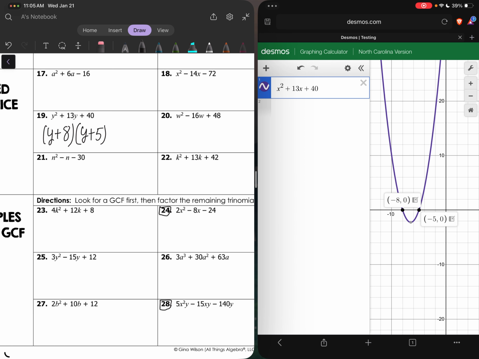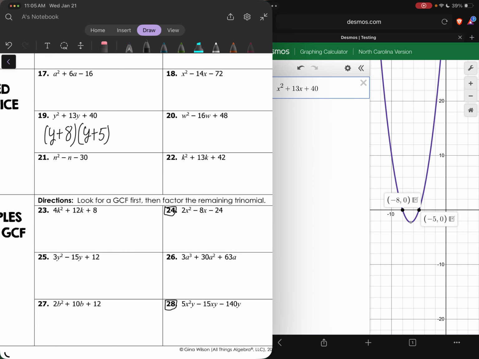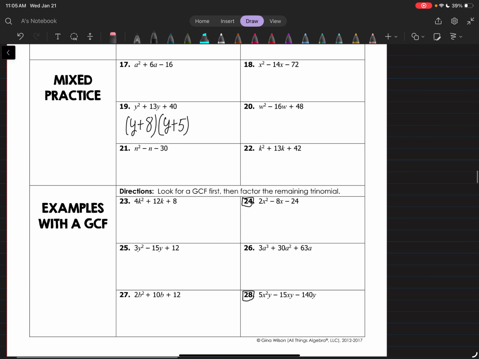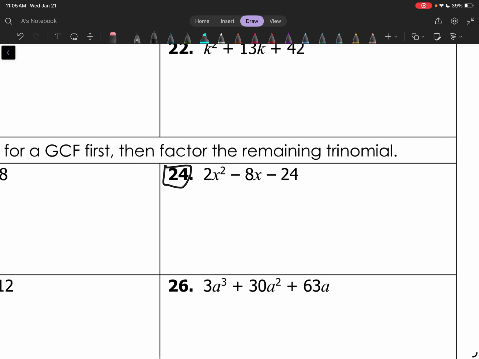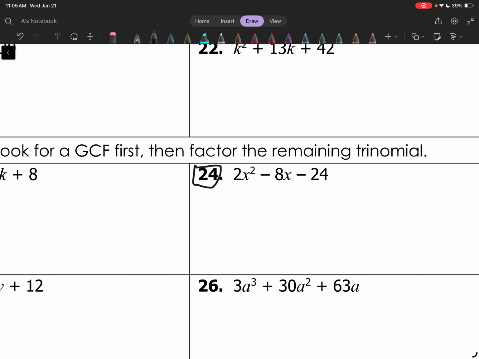All right, I'm going to do 2 of these, and I'll let you try the rest. For these problems, you have to check for a GCF first. When you check for a GCF, you have to pull it out before you use Desmos. Number 24, the GCF I can pull out from 2, 8, and 24 is 2. That's going to leave me with x squared minus 4x minus 12. Now I can type in my expression into Desmos. You only have to type in this portion. I'll show you that on the other problem here in a minute.